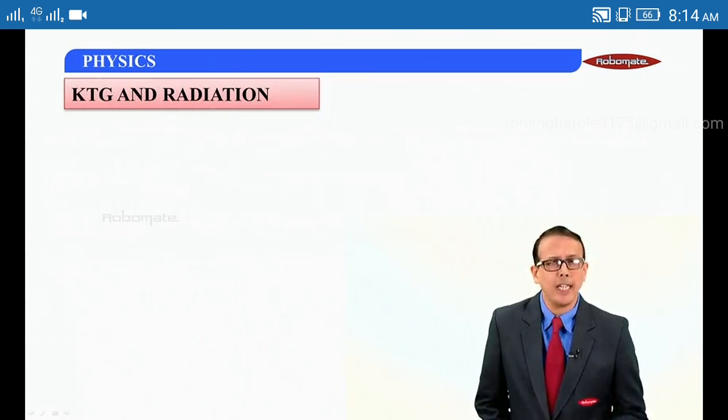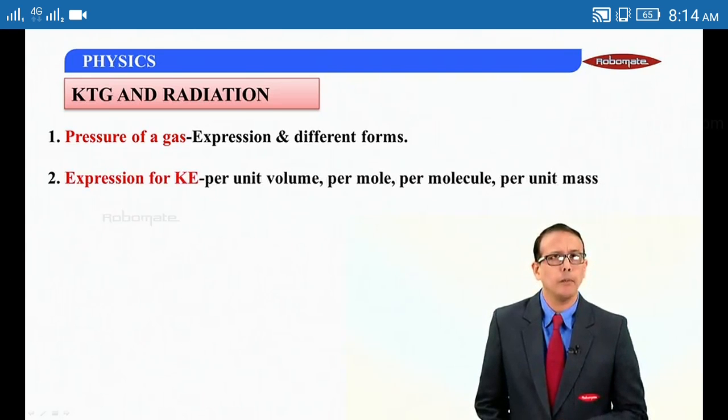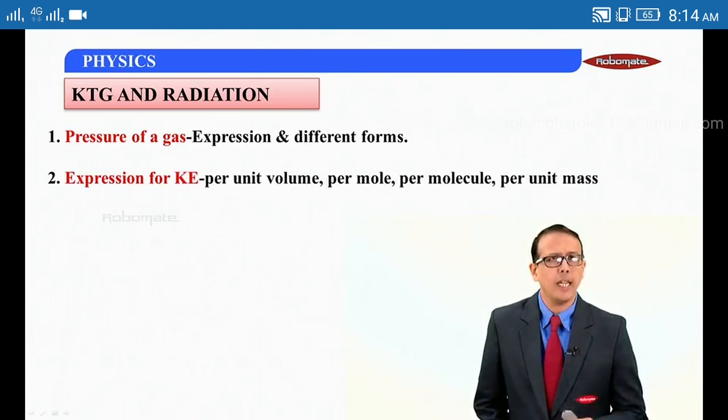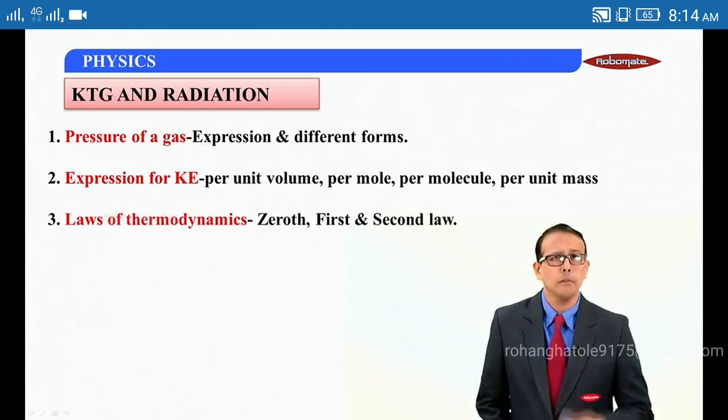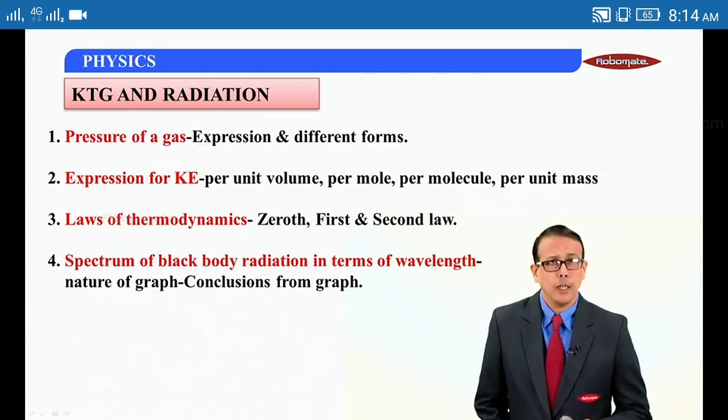Next chapter, students, kinetic theory of gases and radiation. One of the important questions here is the pressure equation, the pressure exerted by a gas, its derivation and the different forms, very important. Expression for kinetic energy per unit volume, per mole, per molecule, per unit mass and its numericals. Also laws of thermodynamics, zeroth law, first law and second law. The statement is required here.